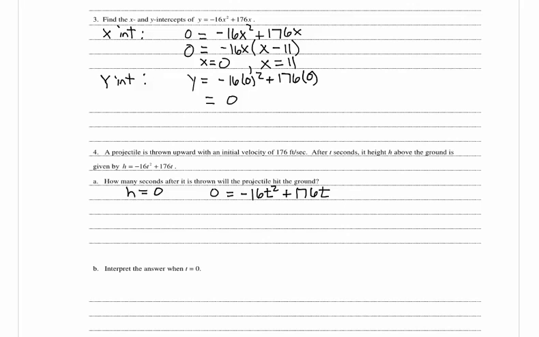Well, we want to know when it hits the ground, and we're going to throw it at time 0. So that means that the projectile will hit the ground 11 seconds after it is thrown.